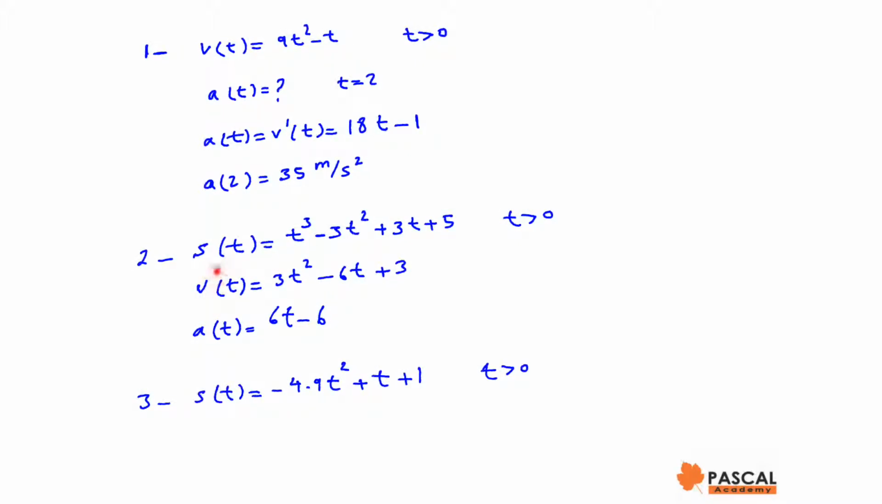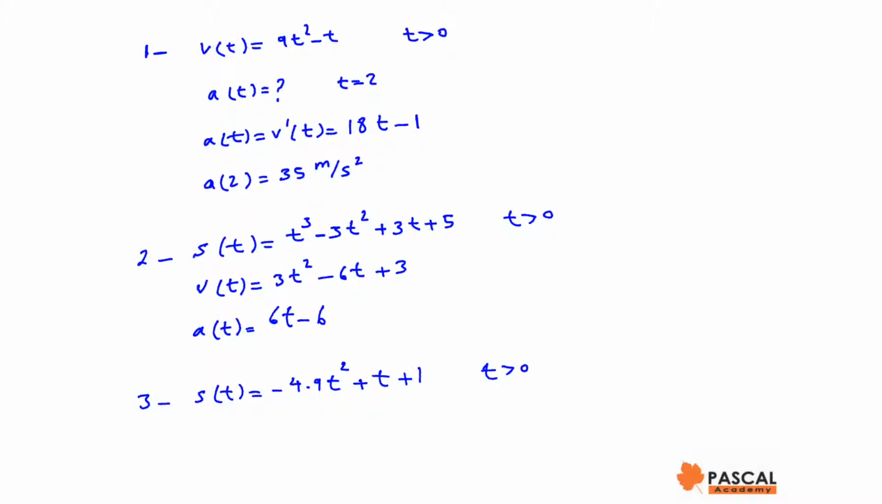Example 2. s of t, the position of an object that is moving on a straight line, is t³ minus 3t² plus 3t plus 5. Find velocity and acceleration of the object at t equals 2. We take the derivative of the position function. We find velocity at time t. Derivative of velocity, which is 6t minus 6, gives us the acceleration at time t.